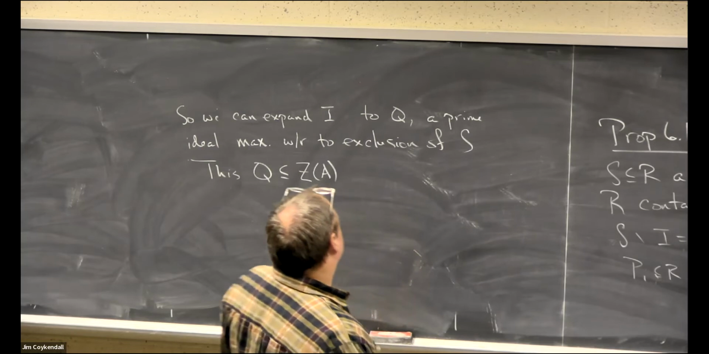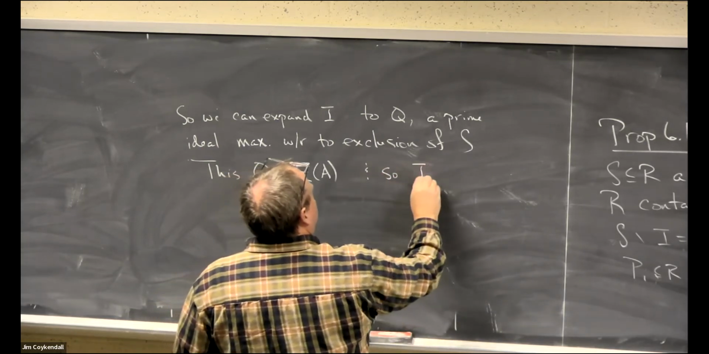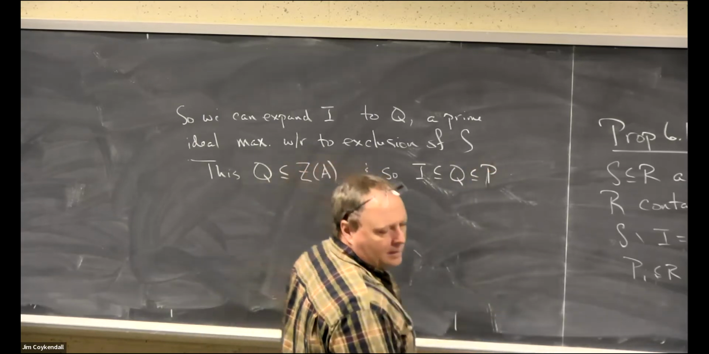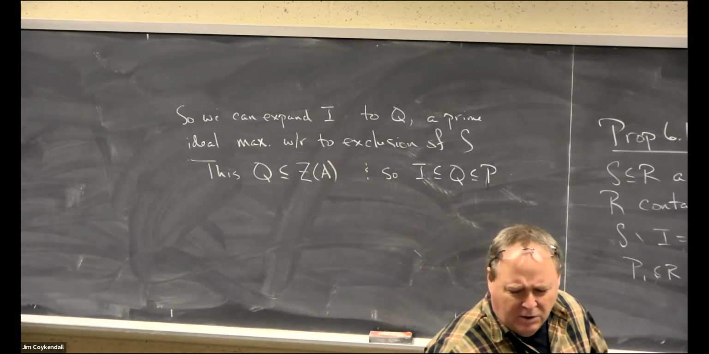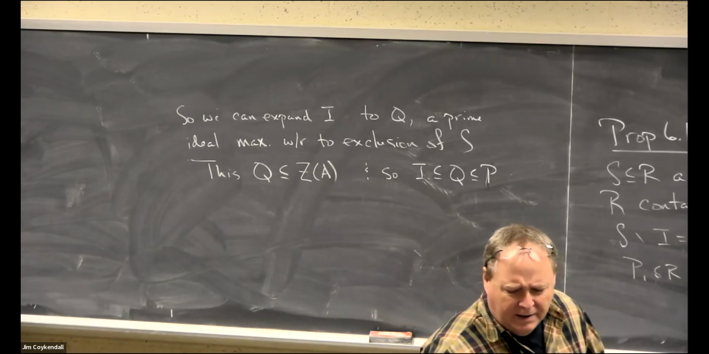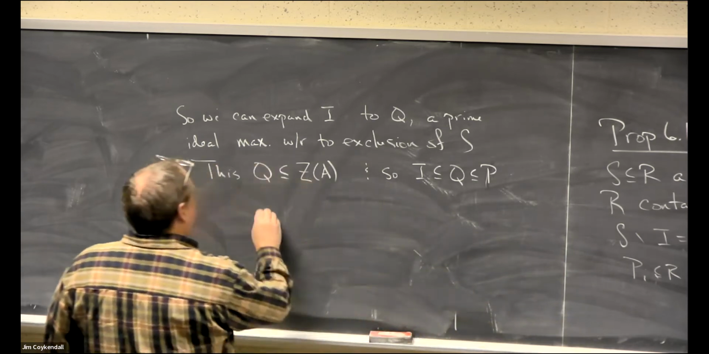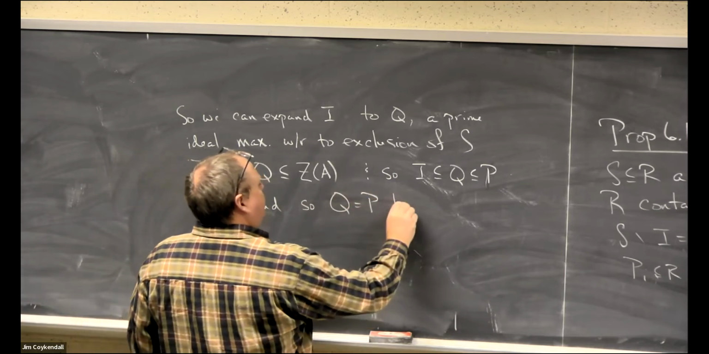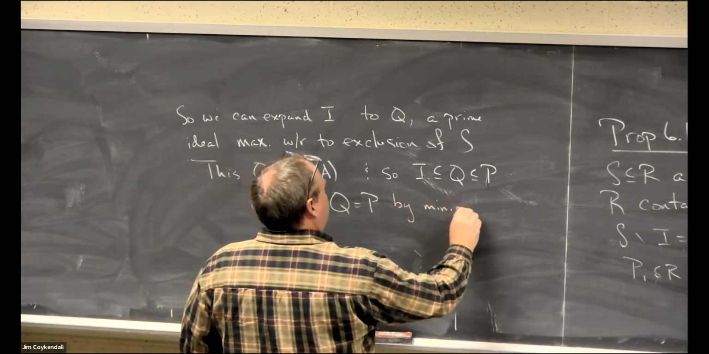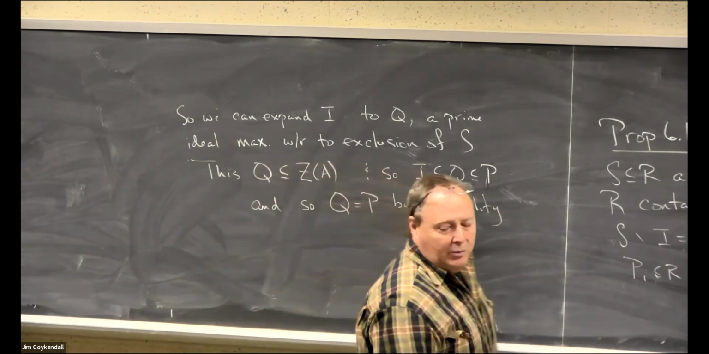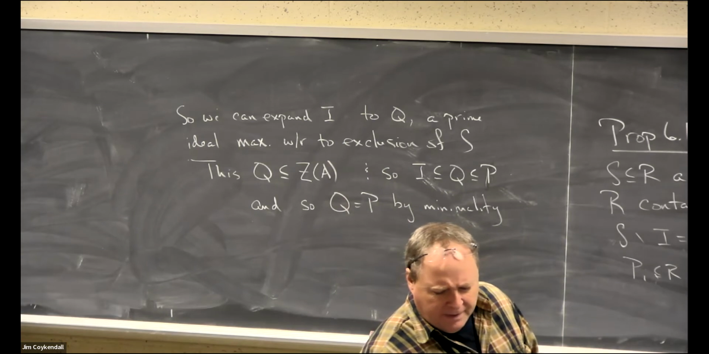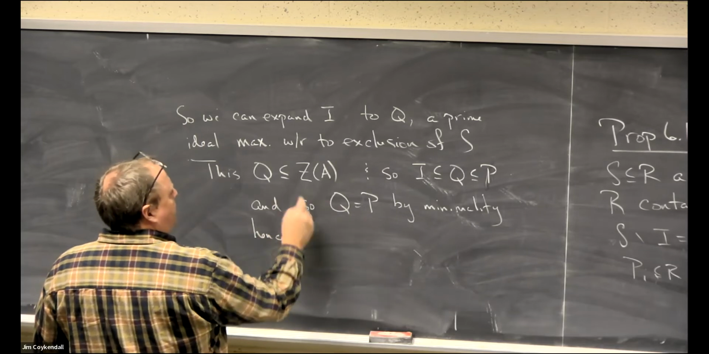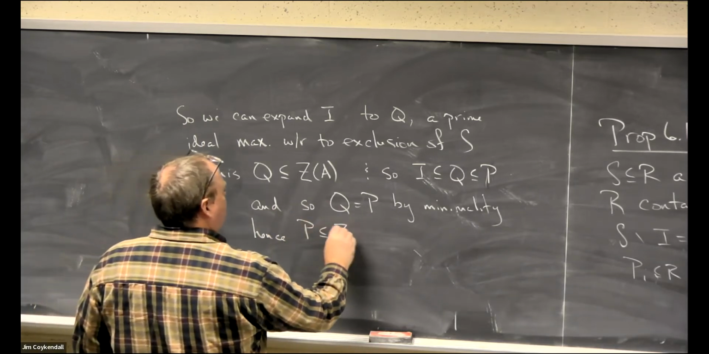And so I is contained in Q, which is contained in P, and so Q equals P by minimality, because actually P was a minimal prime over I. Hence, since P is Q, we have P is in Z.